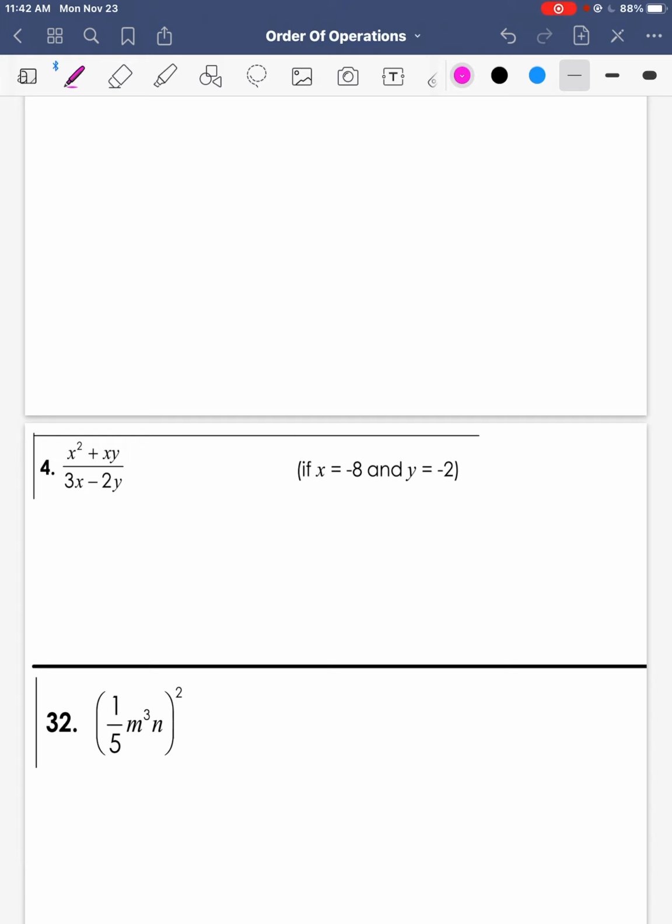We have x squared plus xy over 3x minus 2y. And they give us a value. X is equal to negative 8 and y is equal to negative 2. So you can pause the video now to try to solve it, or we can go ahead and jump right into it. I like to go ahead and jump into math because that is my bread and butter. I love math. Okay? So because we got a negative 8, we're going to put this in parentheses. So we have negative 8 squared plus negative 8 times negative 2 all over 3 times negative 8 minus 2 times negative 2.